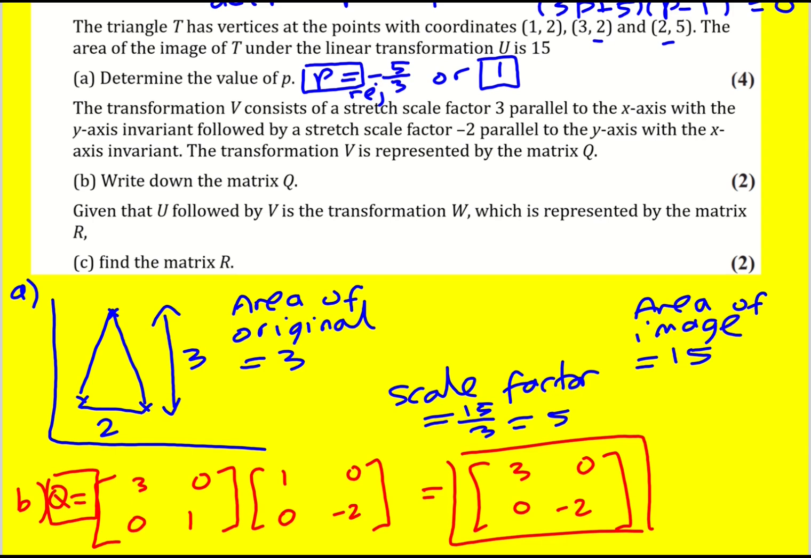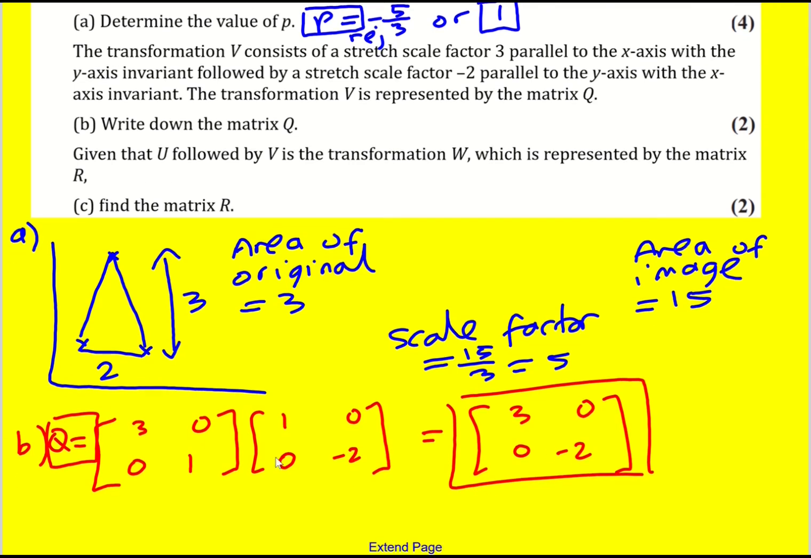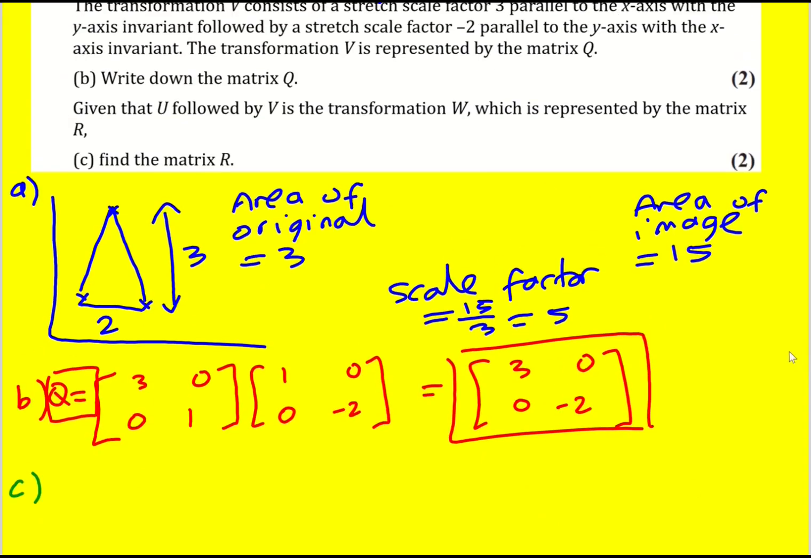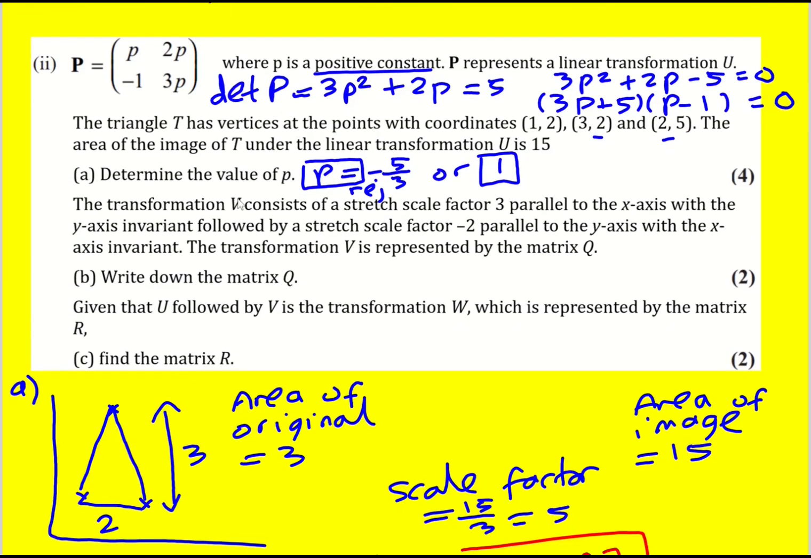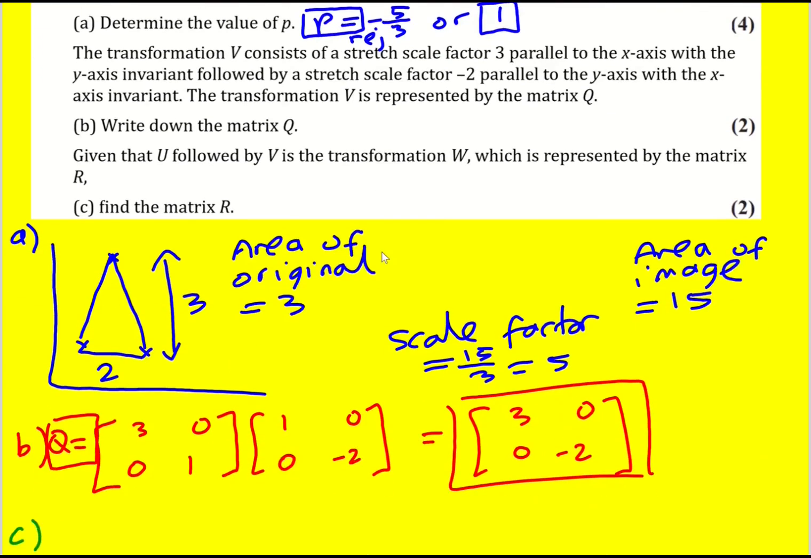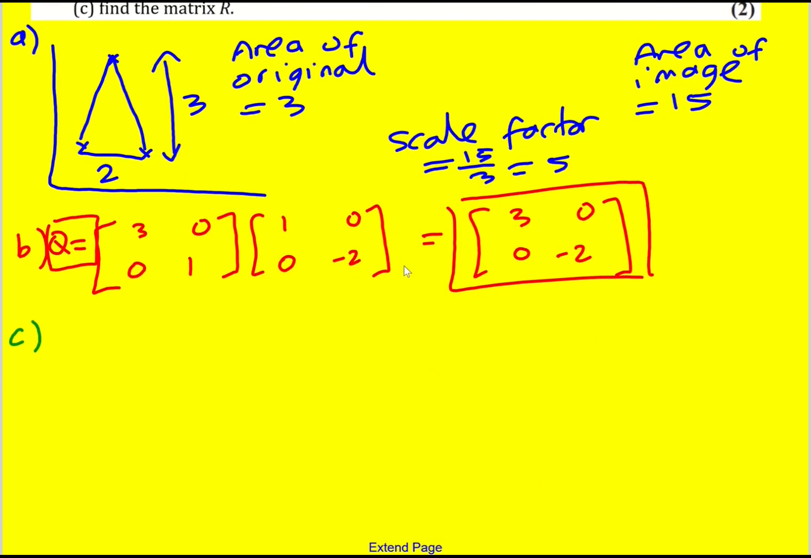And then given that U followed by V is the transformation W, which is represented by R, find the matrix R. So just got to get the ordering correct here. So U is first, and let's just remind ourselves, U was the transformation that came from P when we know it's equal to 1. So it's going to be 1, 2, minus 1, 3. And that one is first.